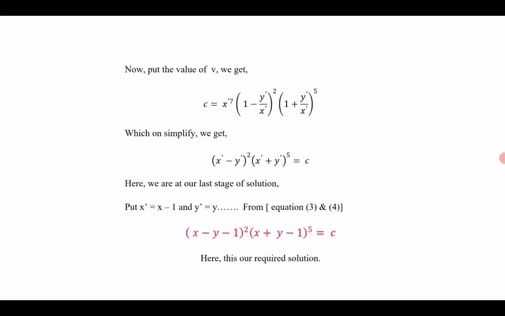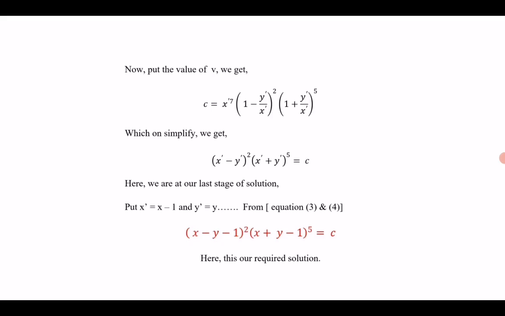Now let us put the value of v. We get c equals x prime raised to 7 times (1 minus y prime by x prime) raised to 2 times (1 plus y prime by x prime) raised to 5, which on simplifying we get (x prime minus y prime) raised to 2 times (x prime plus y prime) raised to 5 equals c. Here we are at the last stage of the solution.